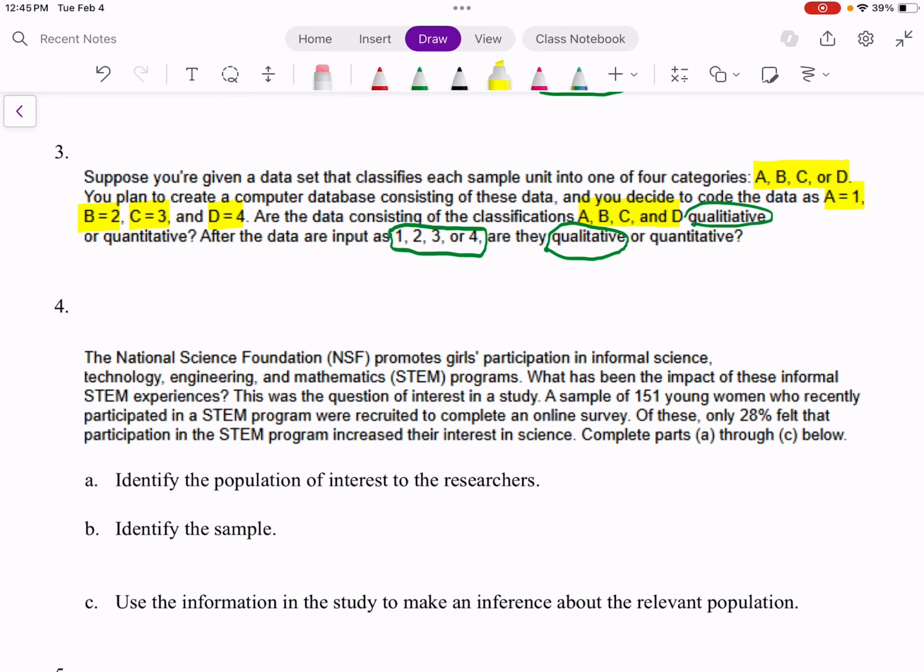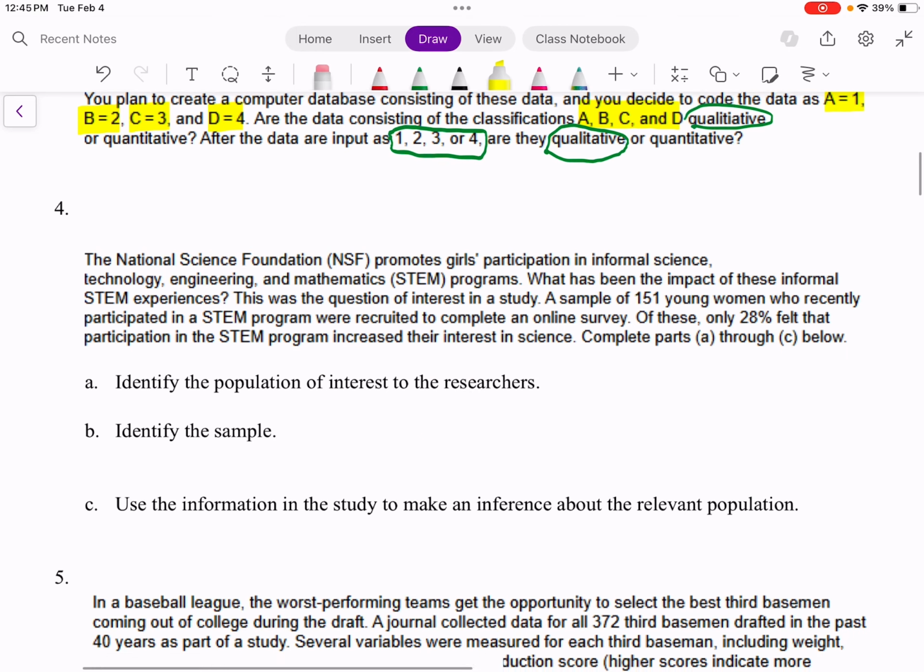Next, number 4. The National Science Foundation, NSF, promotes girls' participation in formal science, technology, engineering, and mathematics STEM programs. What has been the impact of these informal STEM experiences? This was the question of interest in a study, okay? So the impact of STEM experience. A sample of 151 young women who recently participated in a STEM program were recruited to complete an online survey. Of these, only 28% felt that participation in the STEM program increased their interest in science.